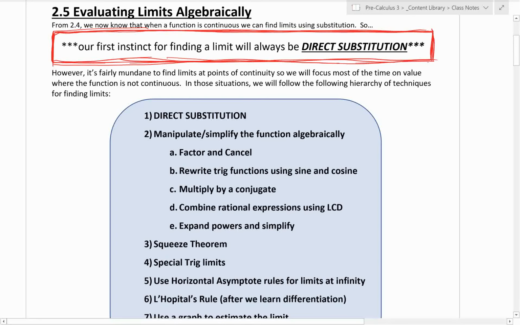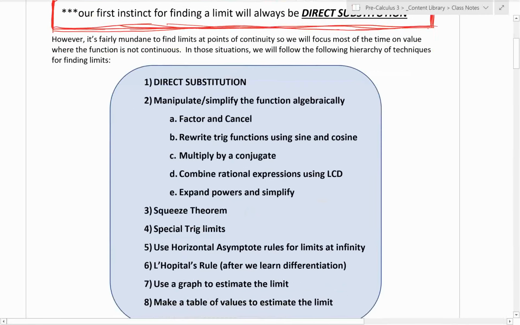We should always start by trying direct substitution, and when direct substitution doesn't work, then we're going to proceed through this list of different techniques. It's not that interesting for us to find limits if the function is continuous, right? It's fairly mundane to find limits at points of continuity since you're just substituting. So we'll focus most of our time where the function is not continuous and figure out how to find limits at those points.